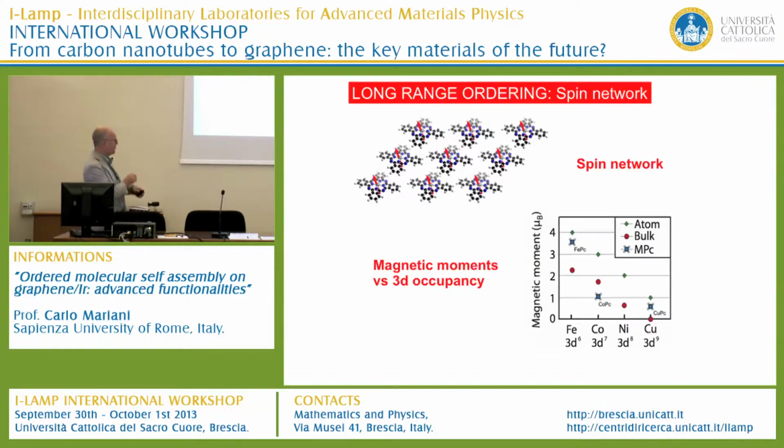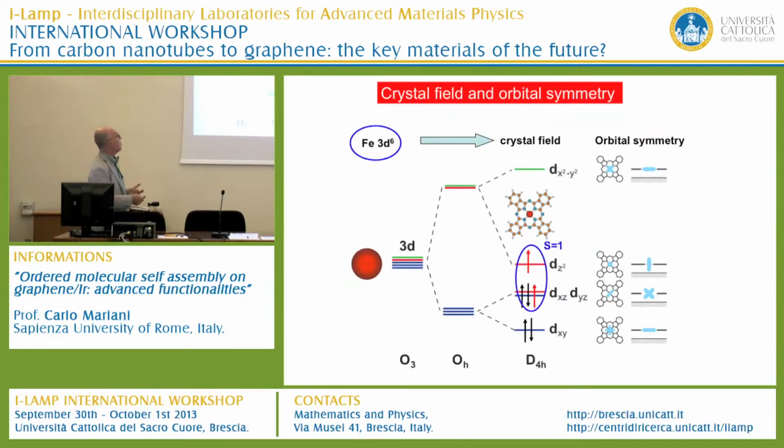Now, magnetic response. Pure iron presents this magnetic moment for each single atom. Iron embedded into phthalocyanine presents a very similar magnetic moment, and this is also valid for the other phthalocyanines. Why does iron still present a magnetic moment in phthalocyanine? This is iron in the atomic phase.